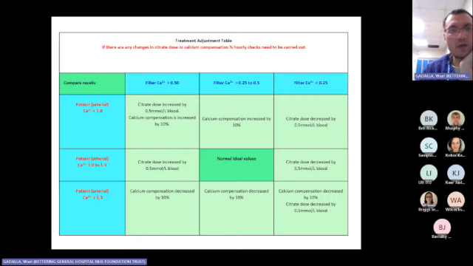These are some tables to help with managing calcium and citrate. First, check the result of the arterial ionized calcium. If it is less than 1, then check the calcium in the filter. If it is more than 0.5, it means you need to increase the citrate dose, and so on.